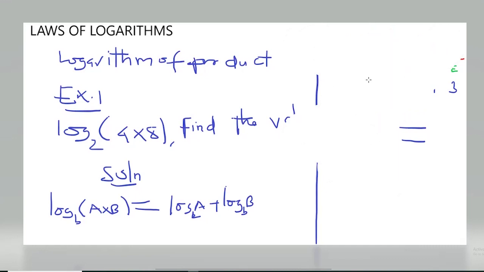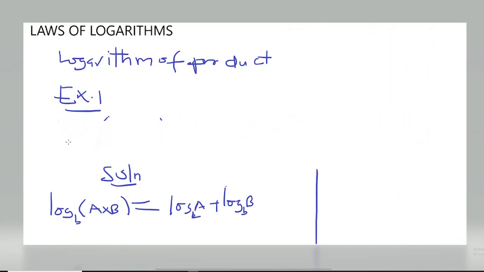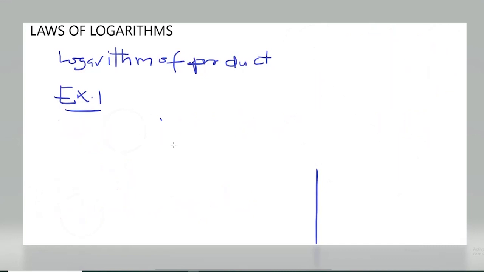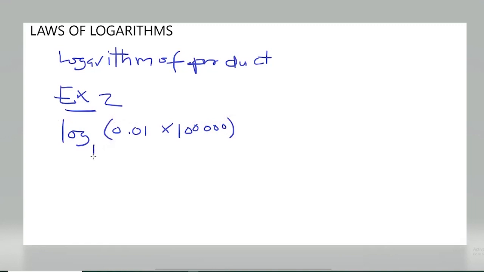Now let us try another example. Assume you have the logarithm of 0.01 times 100,000 (1, 2, 3, 4, 5 zeros) to base 10. Now, the solution.